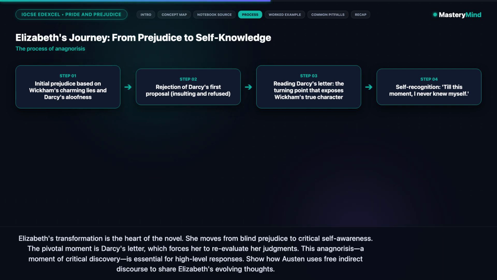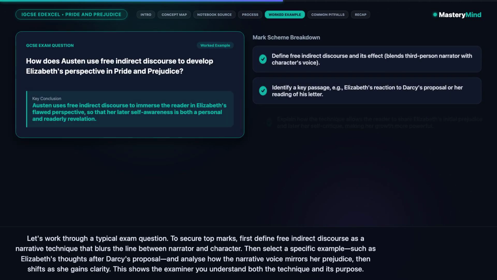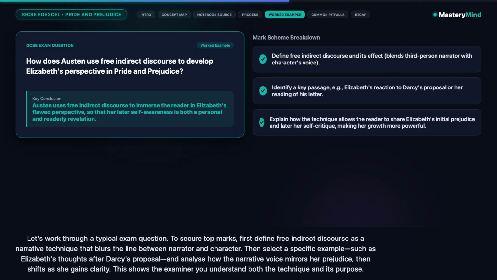Let's work through a typical exam question. To secure top marks, first define free indirect discourse as a narrative technique that blurs the line between narrator and character. Then select a specific example, such as Elizabeth's thoughts after Darcy's proposal, and analyze how the narrative voice mirrors her prejudice, then shifts as she gains clarity. This shows the examiner you understand both the technique and its purpose.